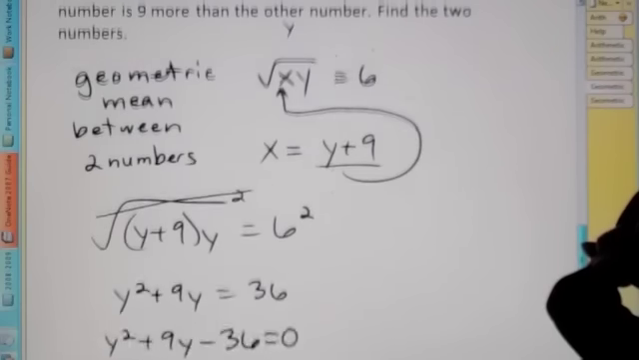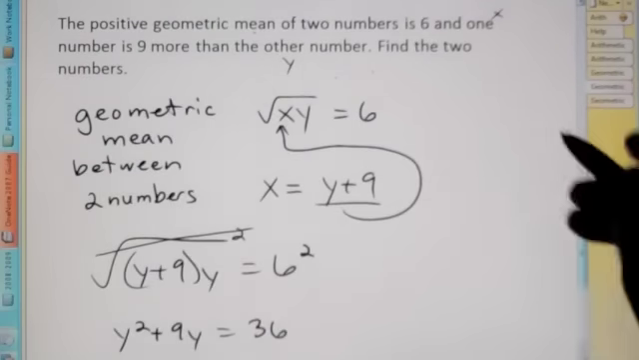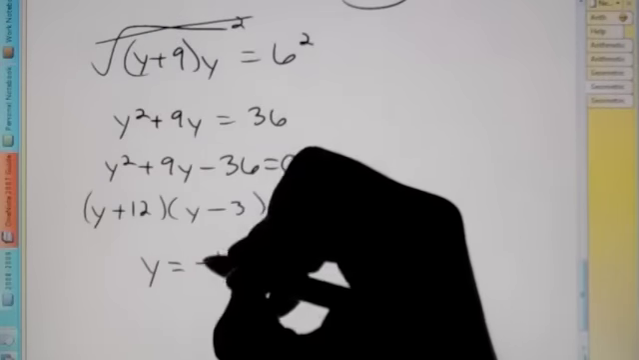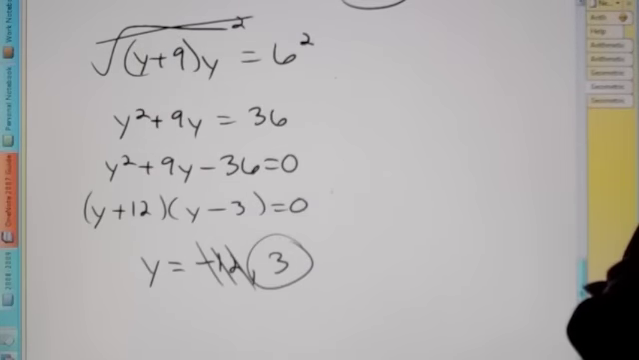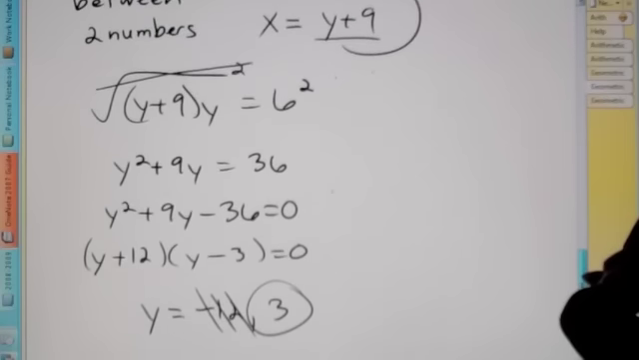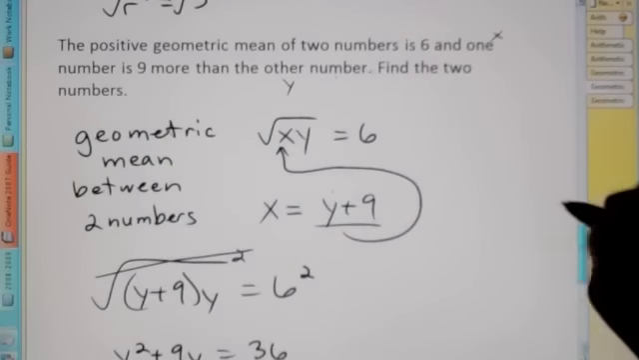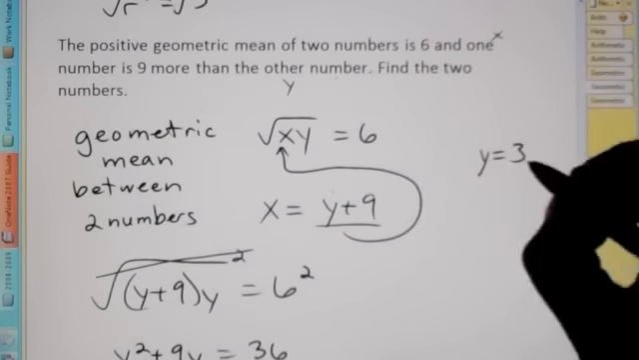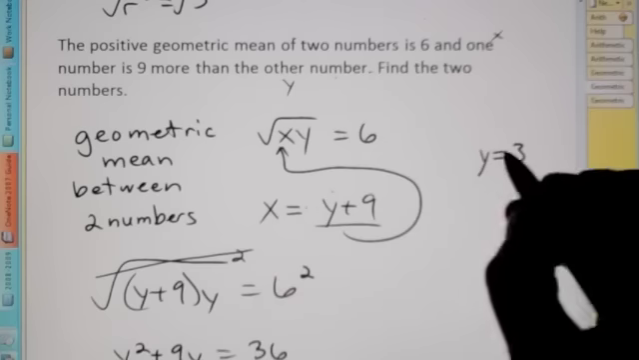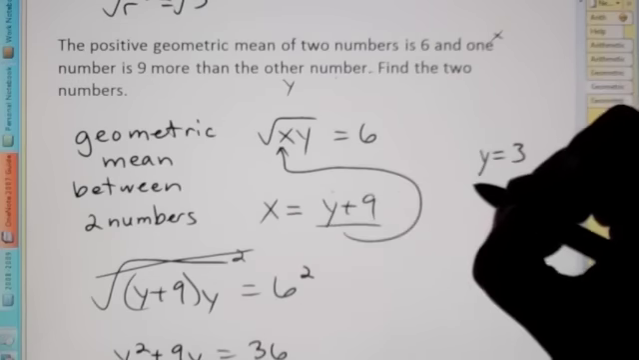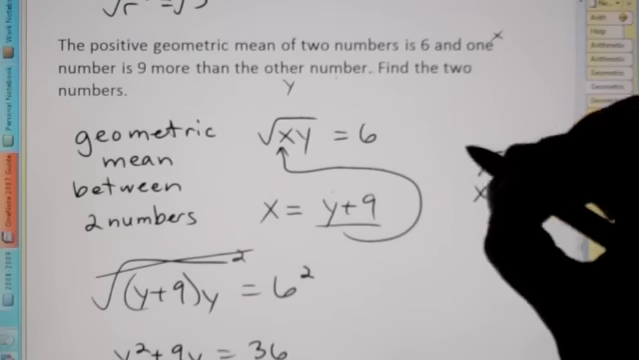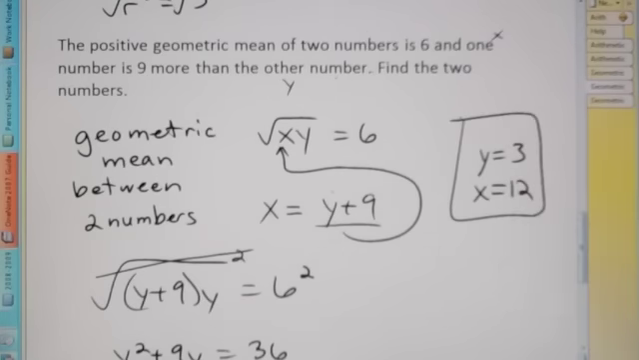But notice here, in the original problem, it says the positive geometric mean. So let's just get rid of our negative answer. So this is the only one we're looking for. Okay, so y is equal to 3. But that only gives us one number, so we go back to the top. We know y is equal to 3, and we're going to plug in here. So if you were to plug 3 into here, you get x is equal to 3 plus 9, which is 12. So these are our two answers.